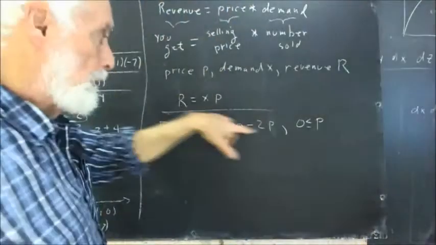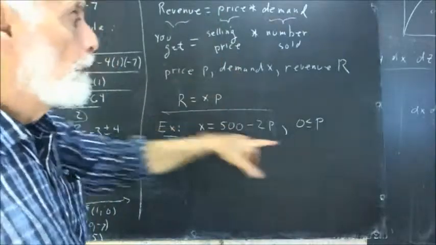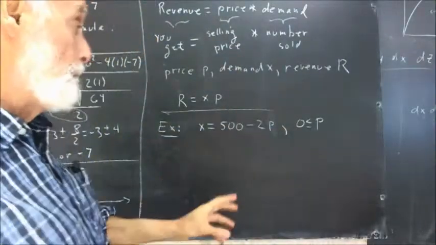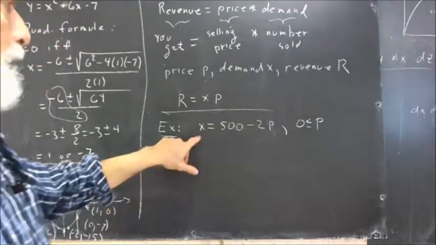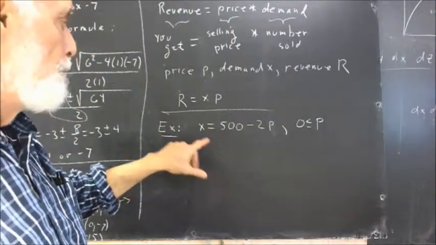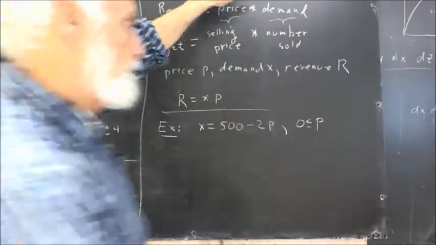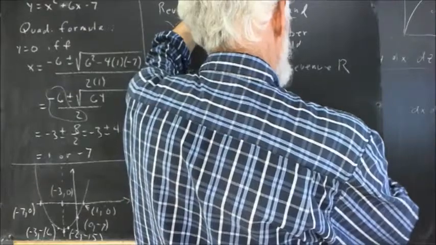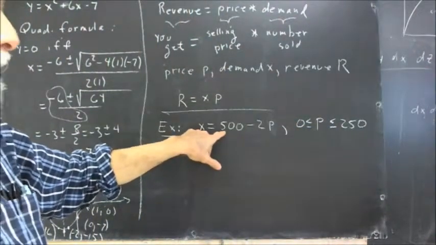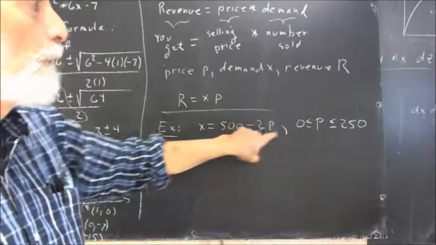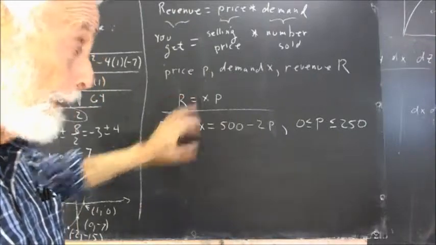Now, we often accompany this by a range of possible prices. Price can't be less than 0. We're not going to pay people to buy. So the price has to be greater than or equal to 0, and the demand can't be less than 0. The demand would be 0 if 500 minus 2P was 0, and that's where P is 250. If the price is $250, then nobody's going to buy one. Okay, 2 times 250 is 500. You subtract that from 500, you get 0 demand.